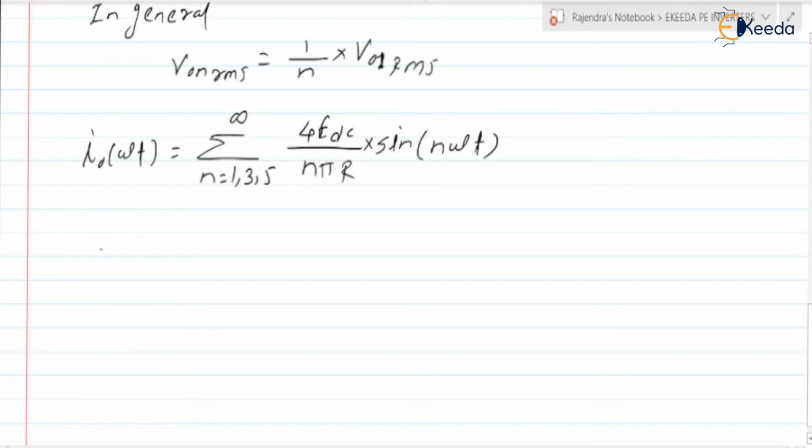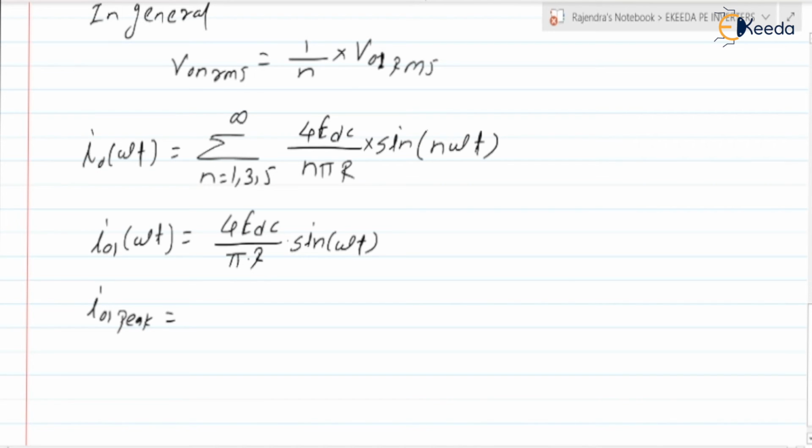So we can write in the same way i01 of omega t is equal to 4 EDC by pi R into sine of omega t. What is I01 peak? I01 peak is equal to 4 EDC by pi R.